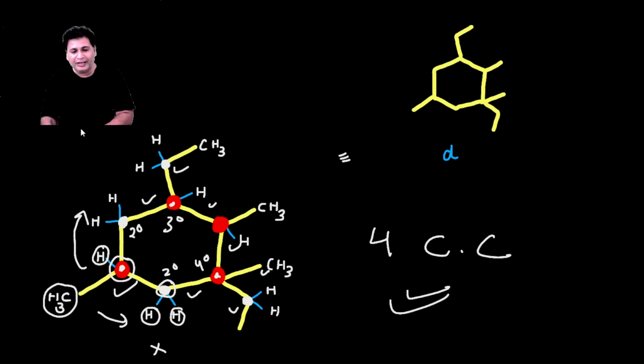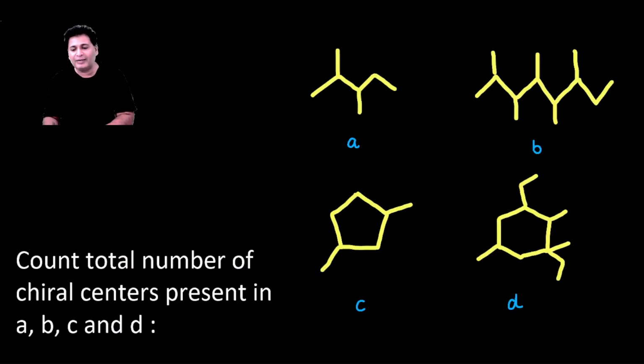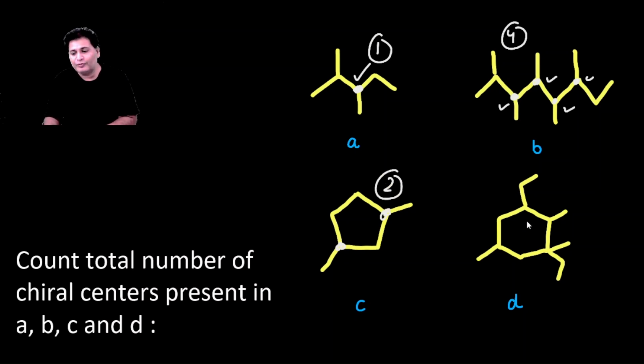Okay, so if we now try to count all the chiral carbons, here we found that this was a chiral carbon, 1. Here you found that this is one of the chiral carbons, again you found this is a chiral carbon, again this is a chiral carbon, and again this is a chiral carbon. So altogether here you get 4. Here you found that this is a chiral carbon and this is a chiral carbon, here the number is 2, and in this you found that this is a chiral carbon, this is a chiral carbon, this is a chiral carbon, and this is a chiral carbon. Again the total is 4.